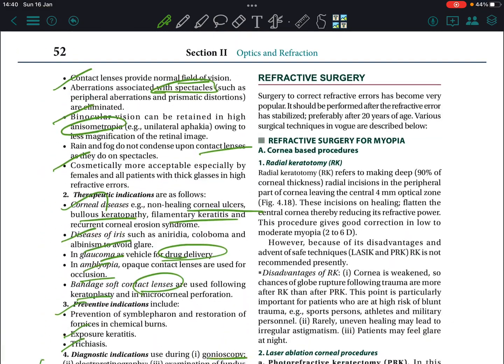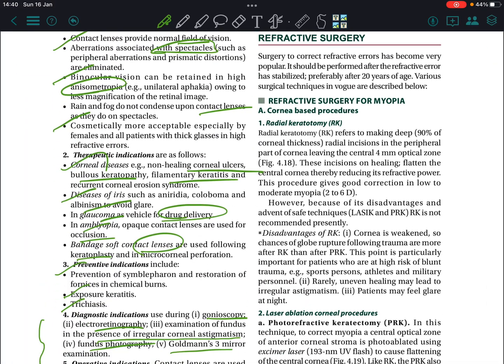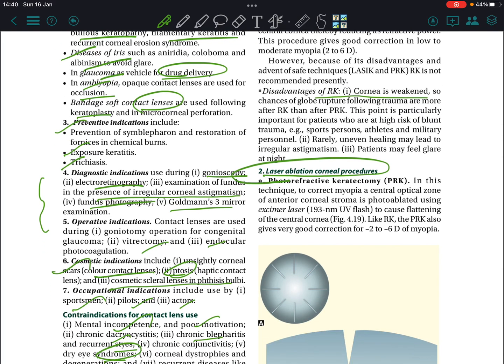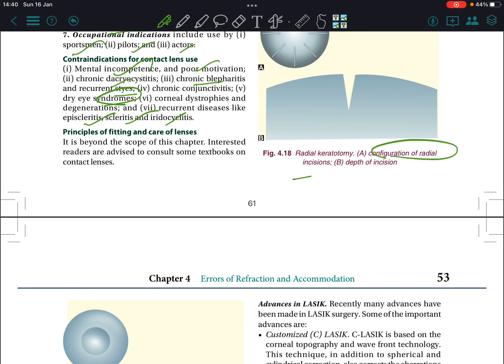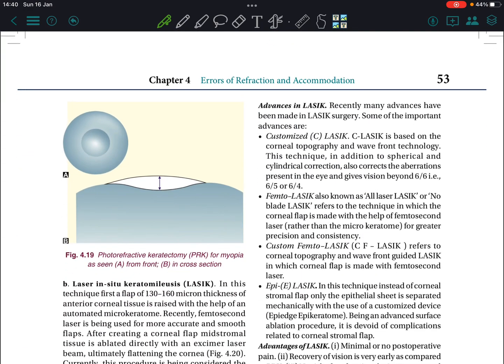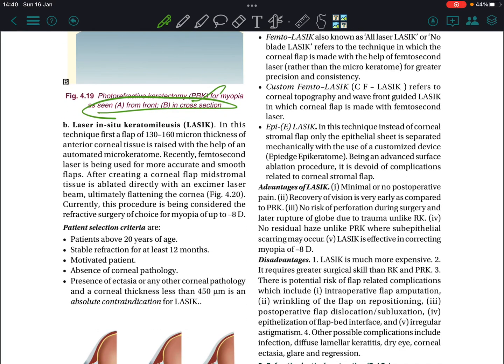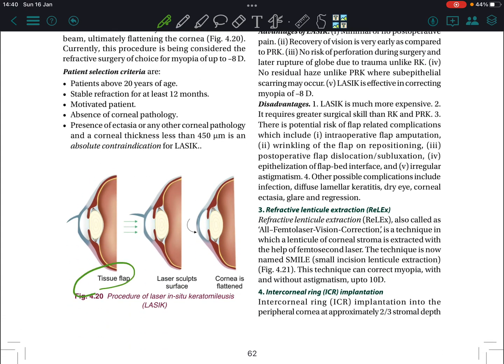Principles of fitting and care of lens. Let's see refractive surgery for myopia. Radial keratotomy, laser ablation, corneal procedures, photorefractive keratectomy. LASIK, laser in situ keratomileusis. LASIK: a tissue flap is made, the laser sculpts the surface, and the cornea is flattened.